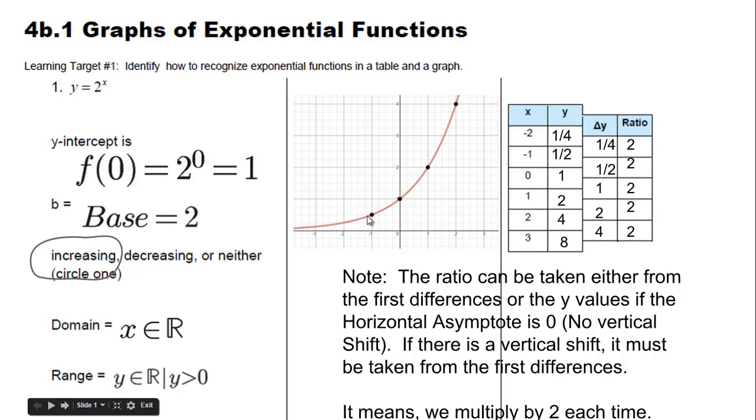If the horizontal asymptote is 0, which this one is, both of these are going to be the same. So the ratio of the first differences and the ratio of the y values are both going to give you 2. But if there is a vertical shift, then the y values aren't actually going to go up in the same ratio. The differences will go up in the same ratio. And what the ratio means is that's our base. It's what we multiply by every time.